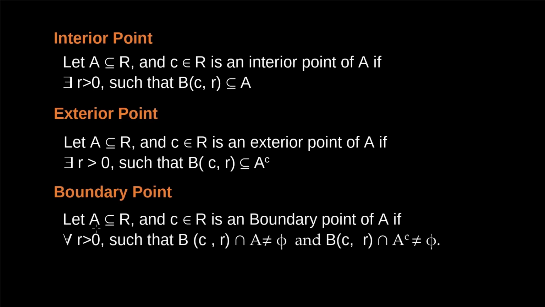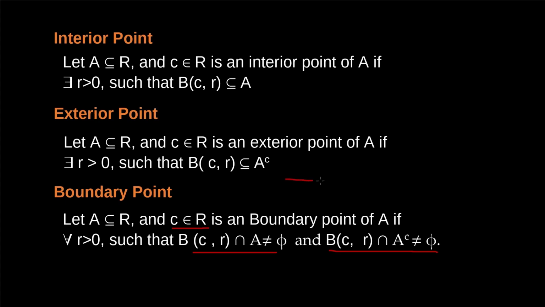Again we have A, a subset of R, and a real number C belonging to R. C is a boundary point of A if for every R greater than 0, the ball with center C and radius R intersection A is not an empty set, and the same goes for A complement: the ball with center C and radius R intersection A complement is also not an empty set. Such a point C which satisfies both properties is called a boundary point for the given set. We can make it more clear with another example.